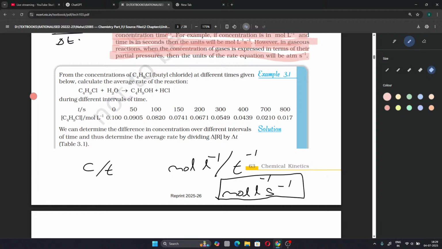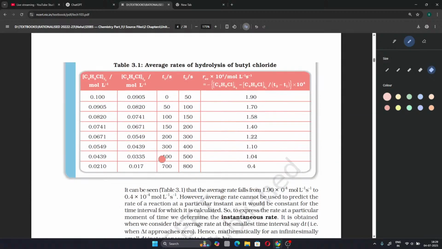We can see in the solution that we can determine the difference in concentration over different time intervals, and thus determine the average rate by dividing delta C by delta T.